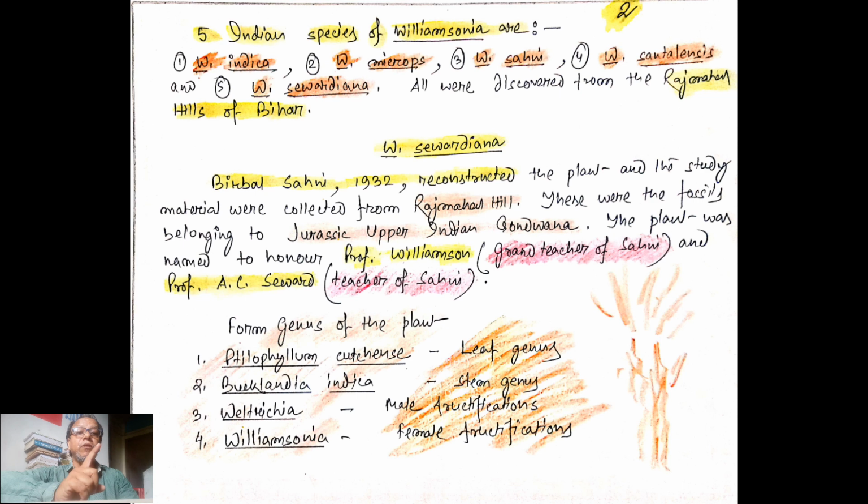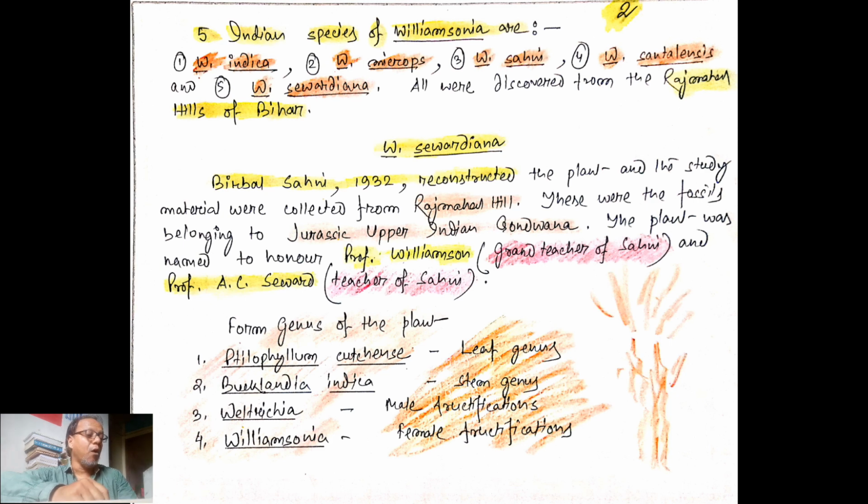If the question is like this: name one Gondwana plant or Gondwana flora, you may write Williamsonia sewardiana. The plant was named to honor Professor Williamson. He was the grand teacher of Sahni, and Professor A.C. Seward was the direct teacher of Sahni.